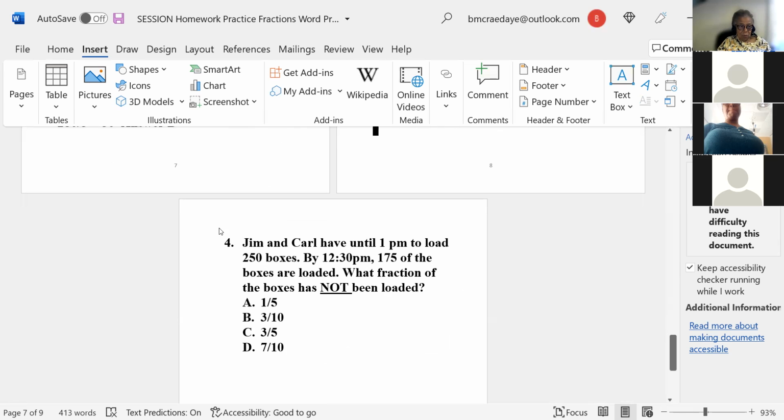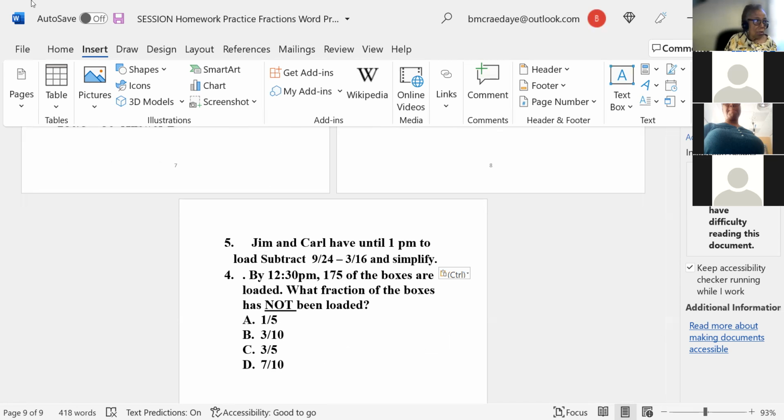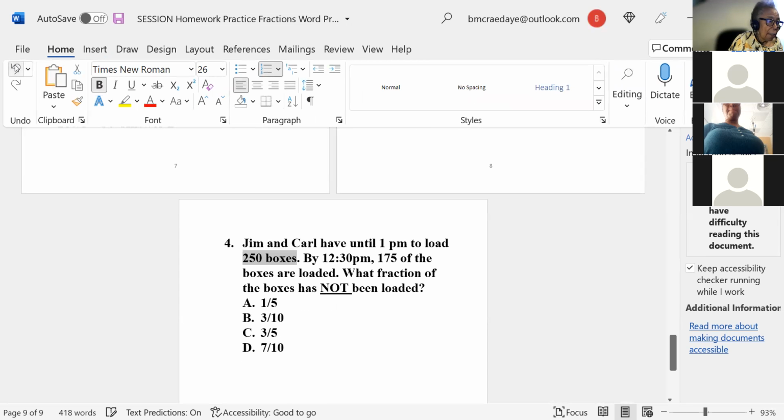Okay, so 250 boxes is what they want to load, right? Yes. Okay, so the 250 boxes, that's what they want to load, right? Okay, so they have loaded how many, Mercedes? 175. Okay, so first I subtract loaded.